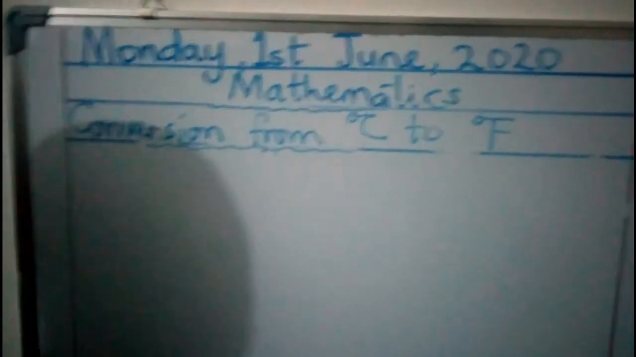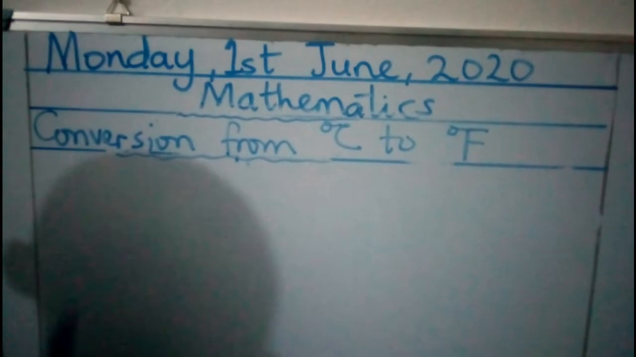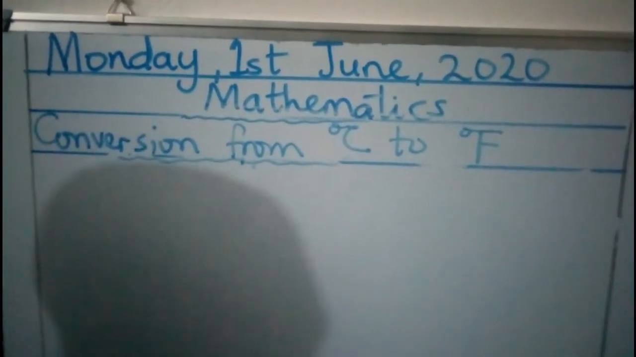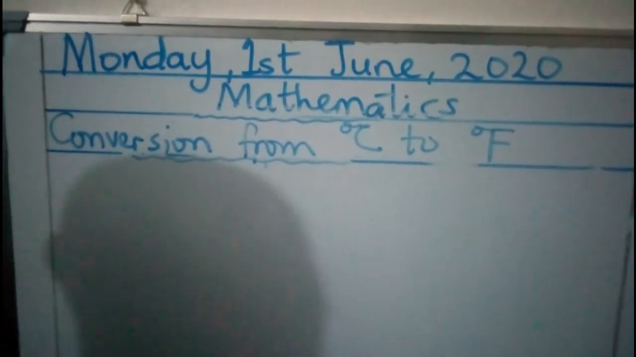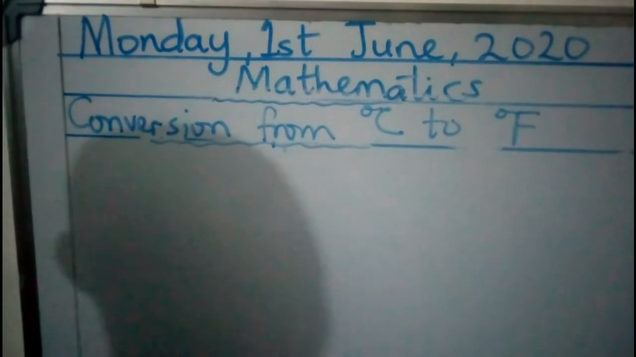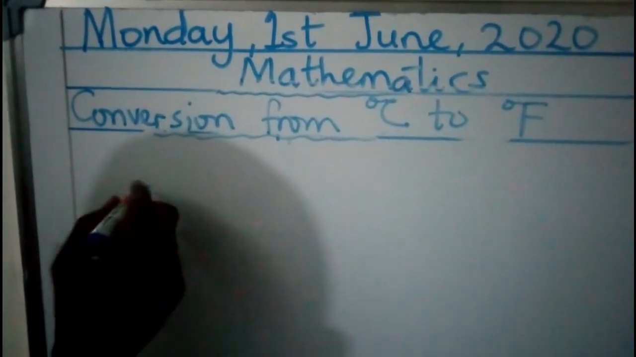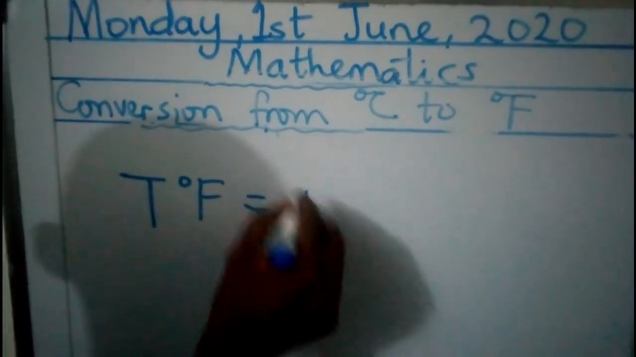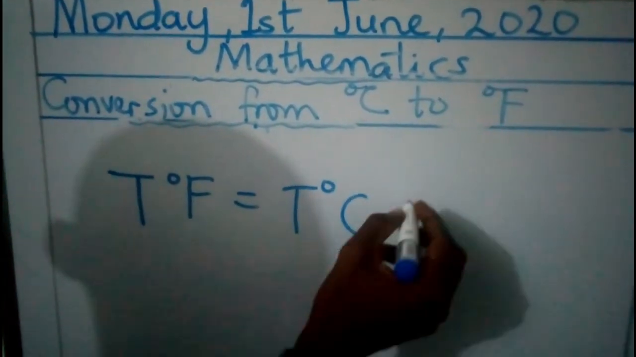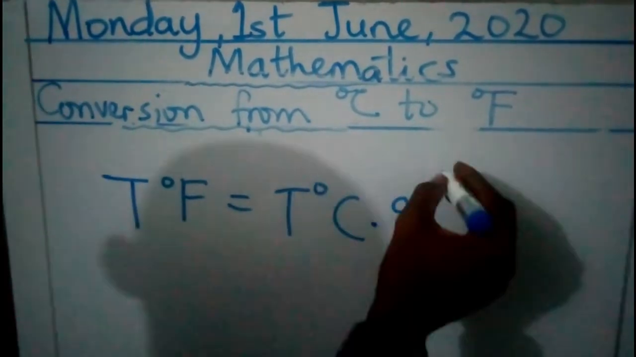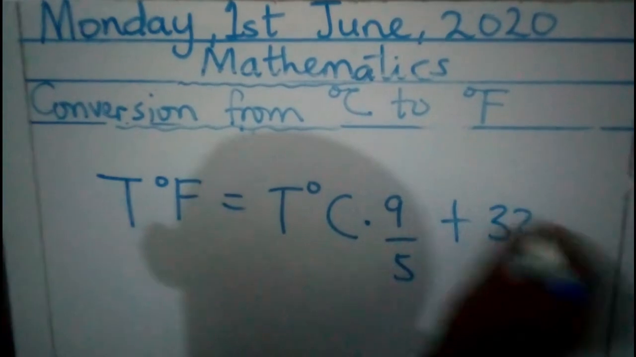Okay, now we are going to this part of the lesson, conversion from degree Celsius to degree Fahrenheit. How to convert temperature that is in degrees Celsius to degree Fahrenheit. And the formula for doing that is this. Temperature in degree Fahrenheit will now become temperature in degrees Celsius times 9/5. This dot means times. Then everything plus 32.